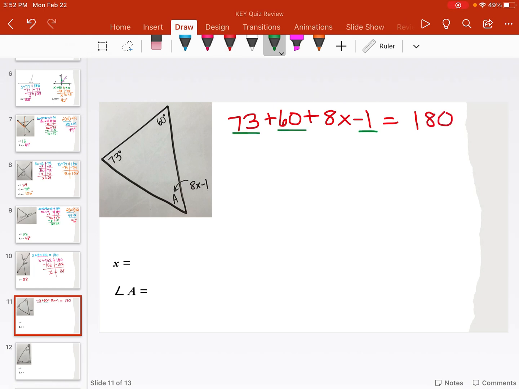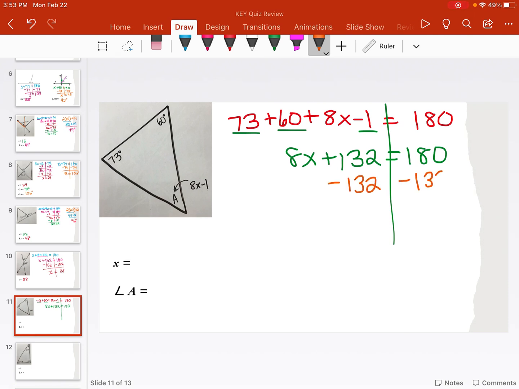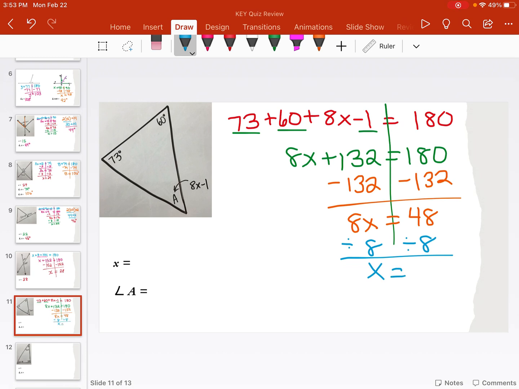Combine these like terms, all these constants. So I've got 8x plus 73 plus 60 minus 1. So 73 plus 60 minus 1 is 132 equals 180. Now I can keep solving. So minus 132, minus 132. I get 8x equals 180 minus 132 is 48. Divide by 8. 48 divided by 8 equals 6. So x is equal to 6.